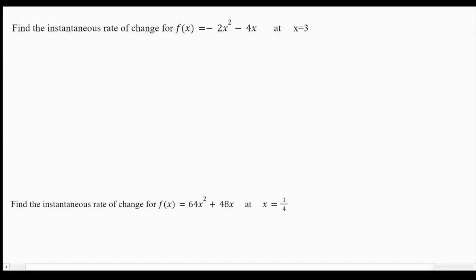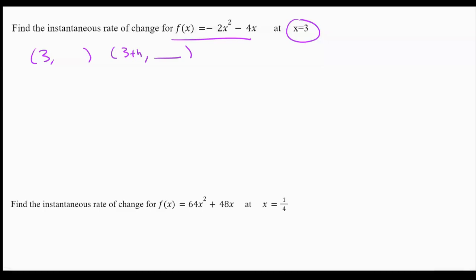Here we're asked to find the IROC, or instantaneous rate of change, for this equation at the x value of 3. So to do this, I'm going to go ahead and find 2 points: the point at x equals 3, and then also the point at x equals 3 plus h. This is going to give me an expression to help me find the average rate of change.